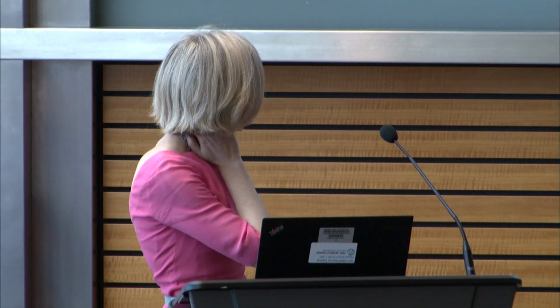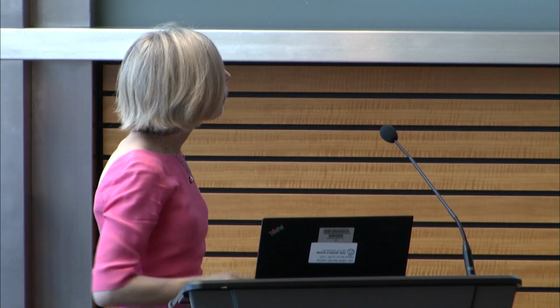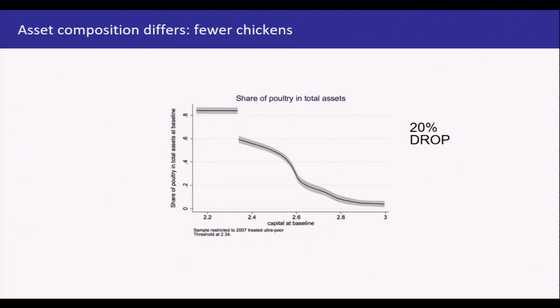So we now go and look at the composition of assets. So far we've looked at assets as a whole, multiplying them by their monetary value. Once we look at the composition of assets, we see that now there is a jump. Here is the jump. People who are to the right of 234, that is, people who manage to escape the poverty trap, have fewer chickens. To be precise, the share of chickens in their total wealth is 20% lower, discontinuously so, around the threshold.